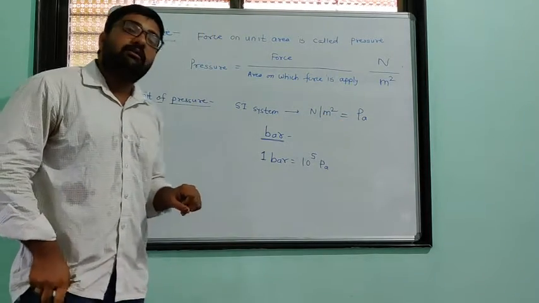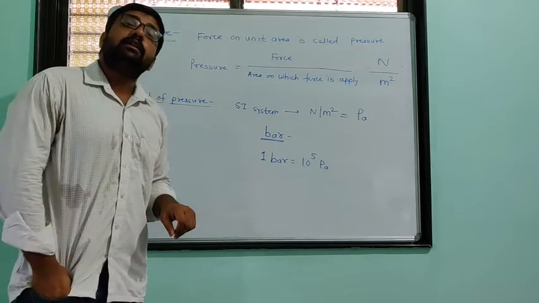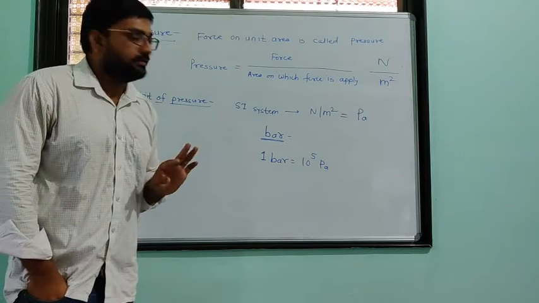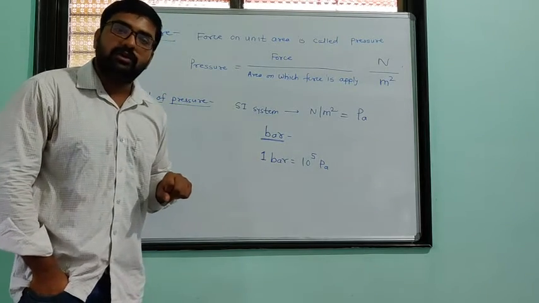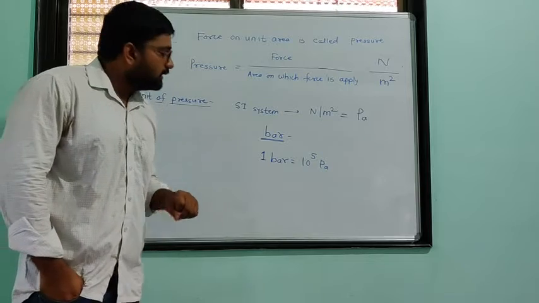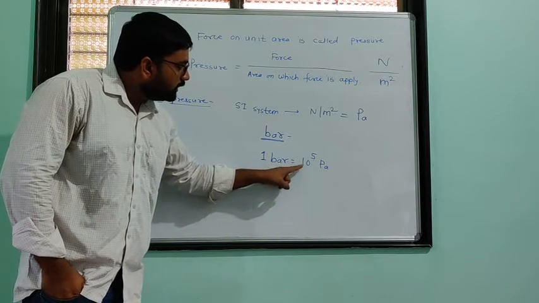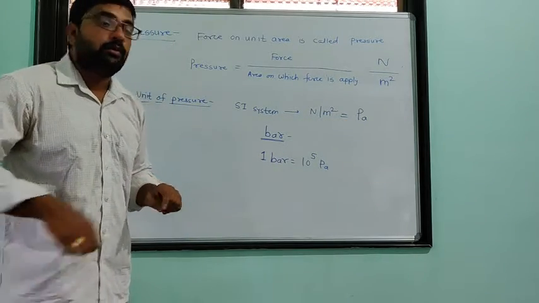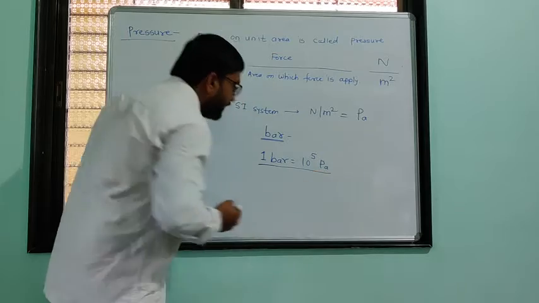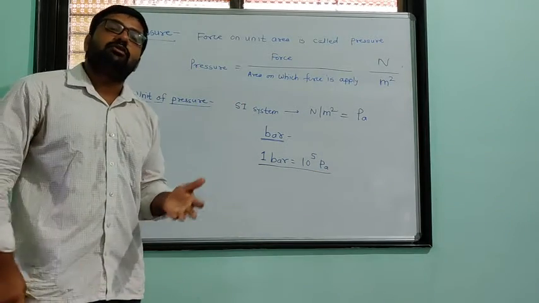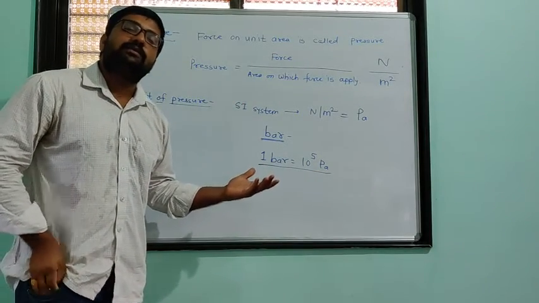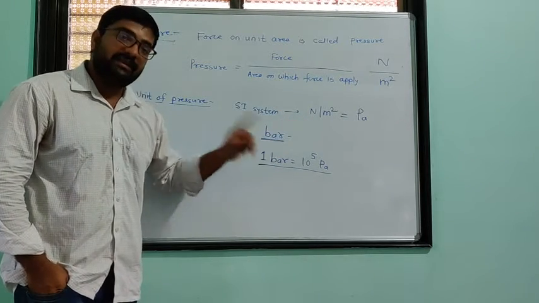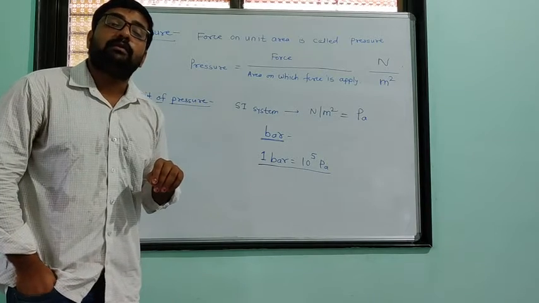But in meteorology, the pressure is measured in another unit called the bar, and 1 bar is equal to 10 raised to 5 Pascal. This value you have to remember, because when solving problems we have to use these values. These units also carry separate marks in problem solving.